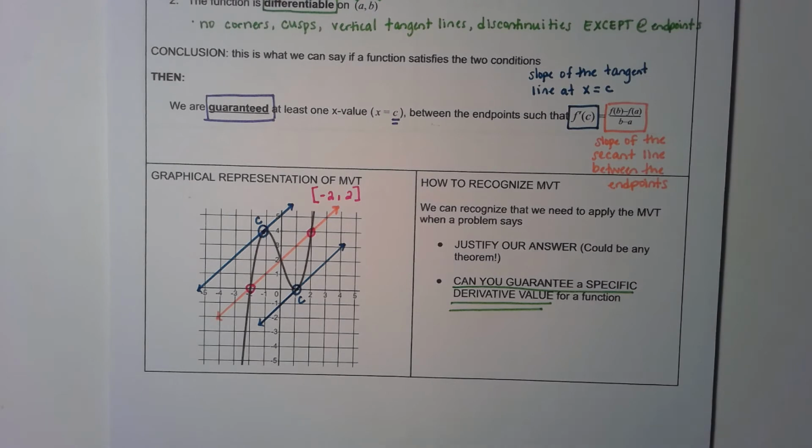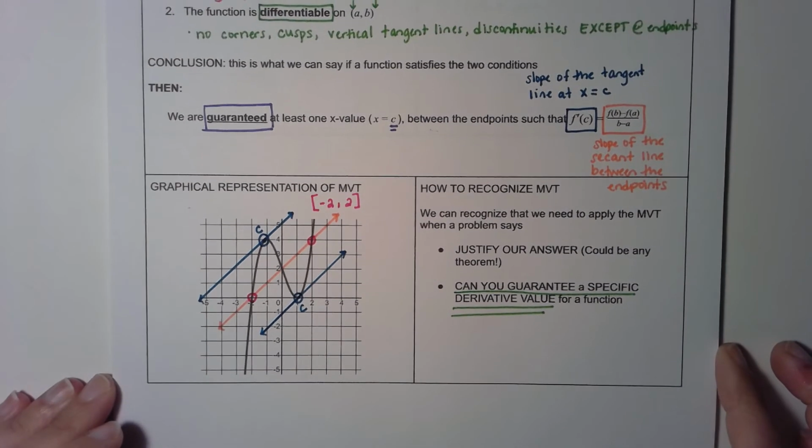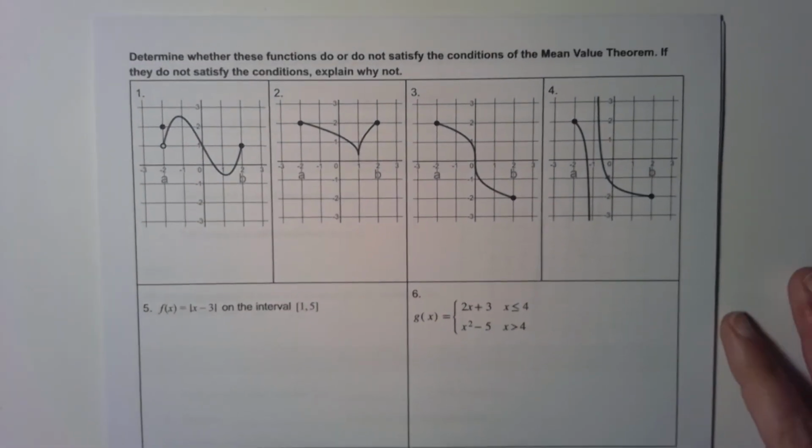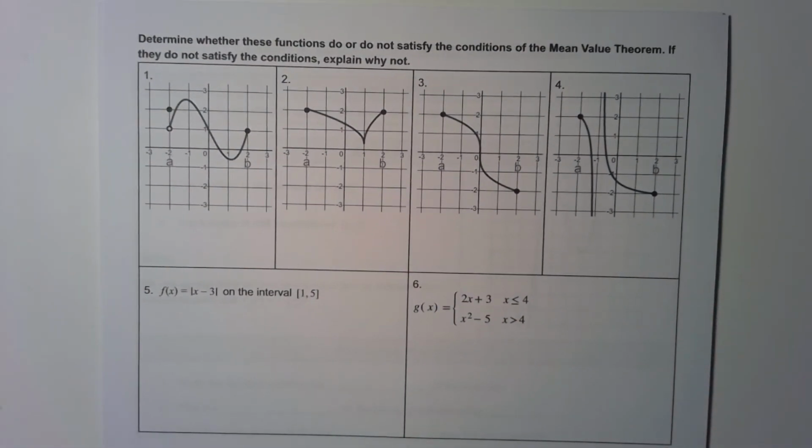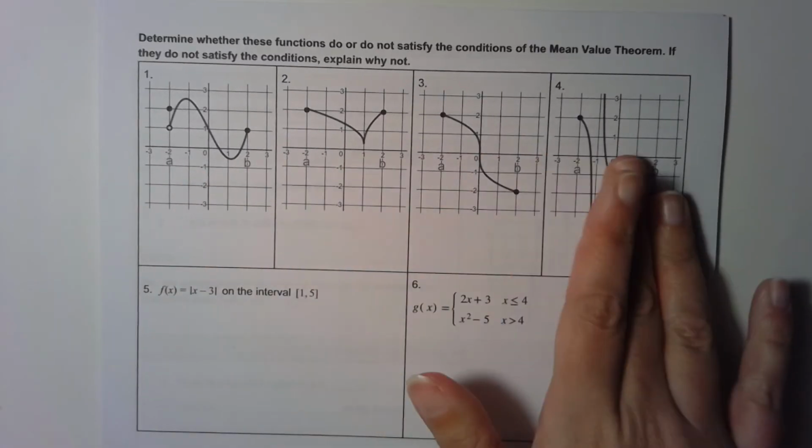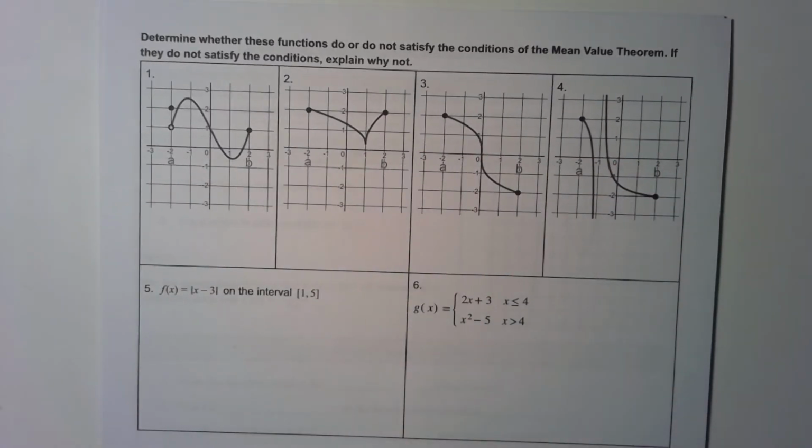So if we were using the intermediate value theorem, which we learned earlier this year, it was when we wanted to guarantee a specific y value. Here we're going to be asked to guarantee a specific derivative value. So let's take a look at the follow-up questions. Like I said, today I want you to really focus on the conditions. How can you tell if a function is continuous and differentiable? And we need to be able to do this in a variety of contexts, both visual and algebraic.